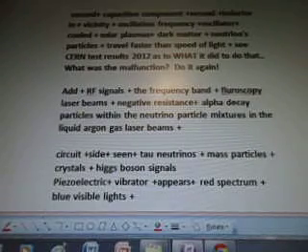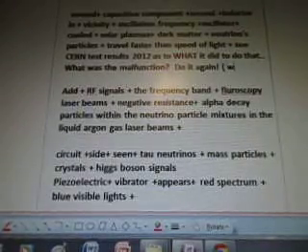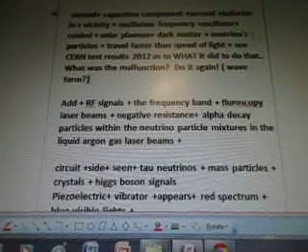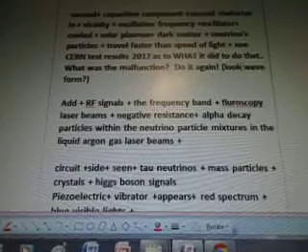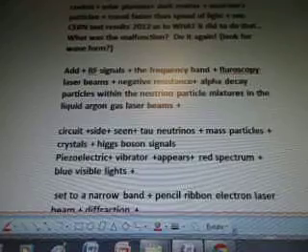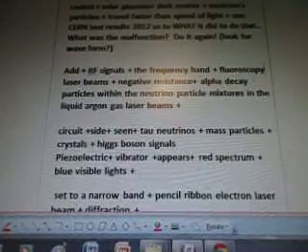Add RF signals, the frequency band, fluoroscope. I have something coming here. It's something to do with the waveform. Whatever the waveform was, that's what you want to look for. Here I put down look for waveform. I don't know what that means. So add the RF signals, the frequency band, fluoroscopy. One of these days I'll learn how to spell.